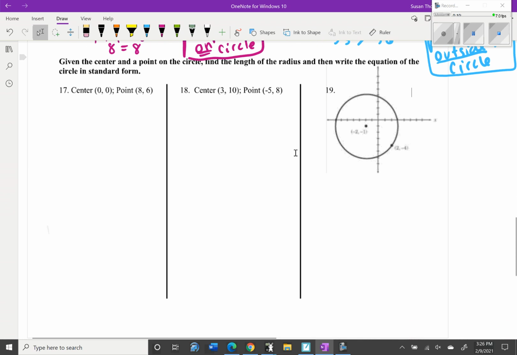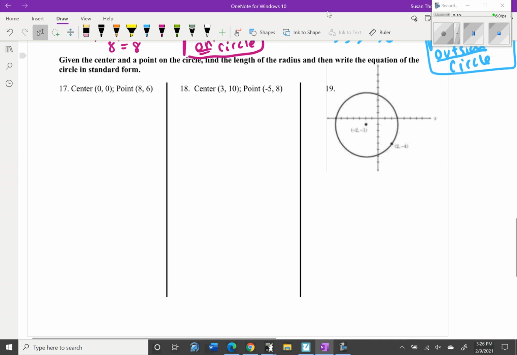All right, so the next part says, given the center and a point on the circle, find the length of the radius and write the equation of the circle in standard form. So for this one, we have the center is (0, 0), that's your h and your k, and the point on the circle is (x, y).